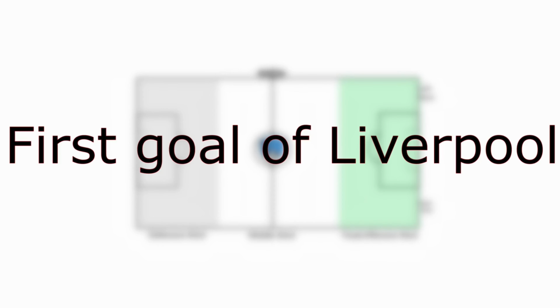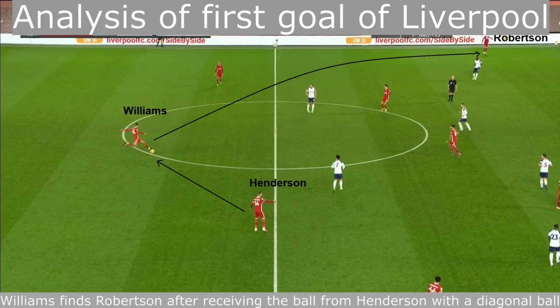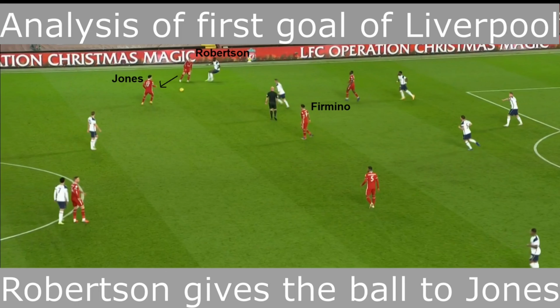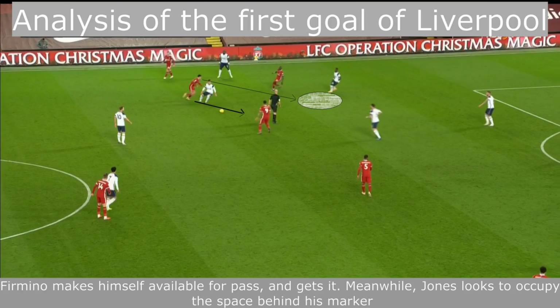Let's look at the first goal of Liverpool. Williams finds Robertson with a diagonal pass after receiving the ball from Henderson. Robertson gives the ball to Jones. Firmino makes himself available for a pass and gets it. Meanwhile, Jones looks to occupy the space behind his marker.